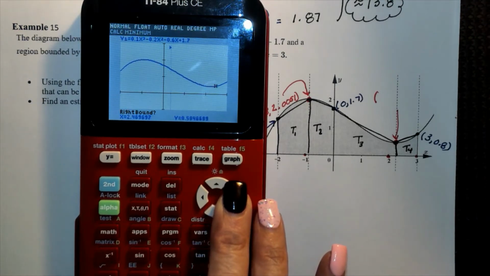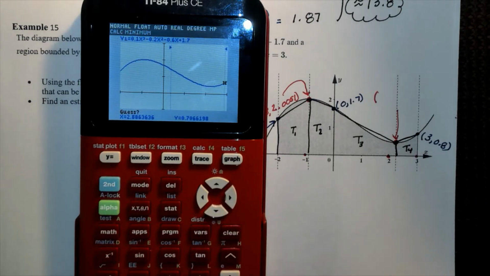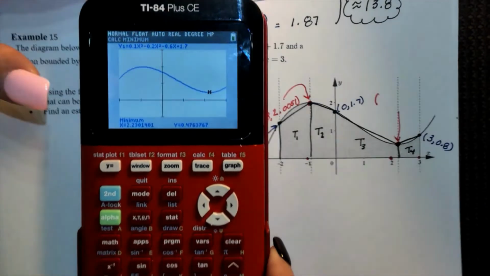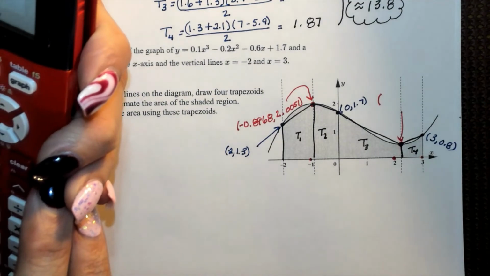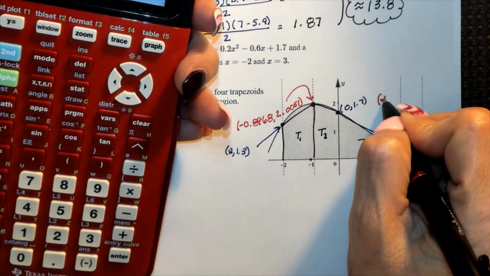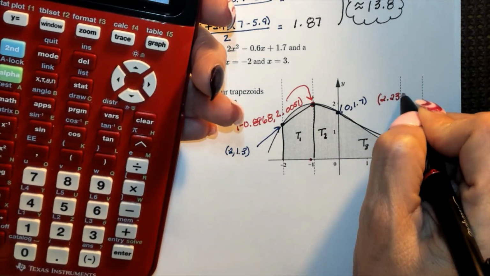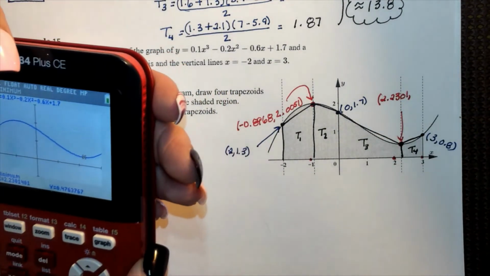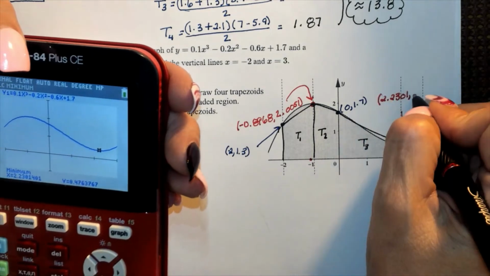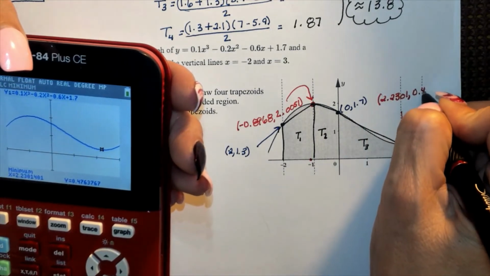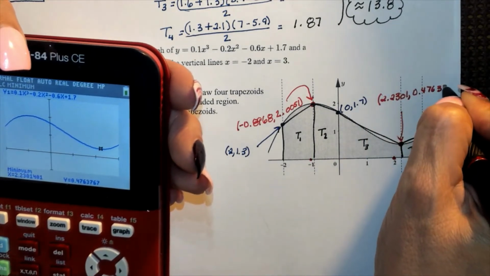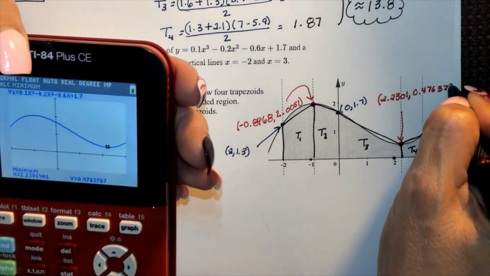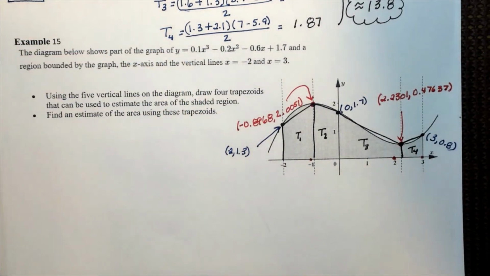It takes so long to get over there. Okay. There it is. Okay, it is 2.2301, comma, 0.47637. And if you want to throw another 6 and 7 on there, you can, but I think we're good there.